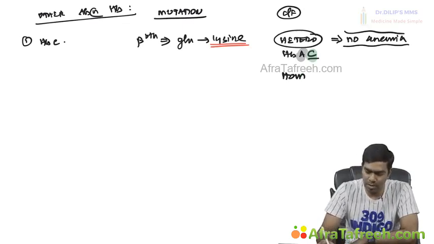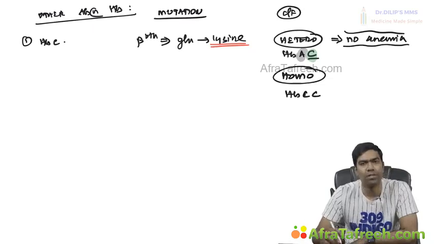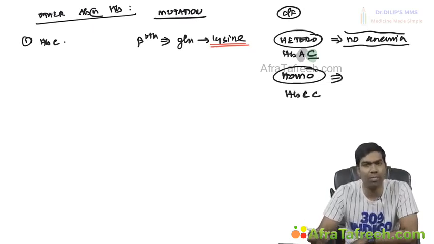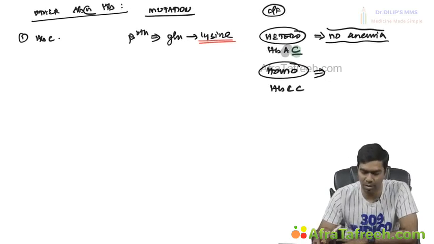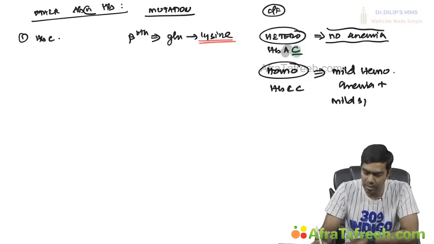Second is homozygous patients, where you have something called HbCC. I can write as HbCC, which means both the genes are affected and both the chains will be having this HbC, hemoglobin type C abnormality. So these patients will have a mild hemolytic anemia plus a little bit of mild splenomegaly.